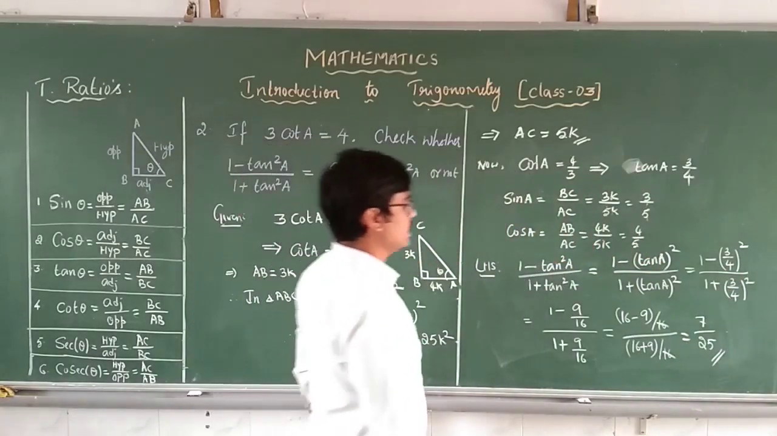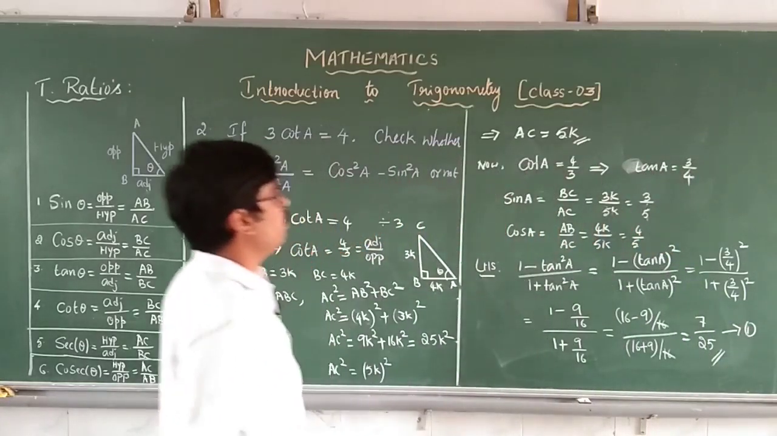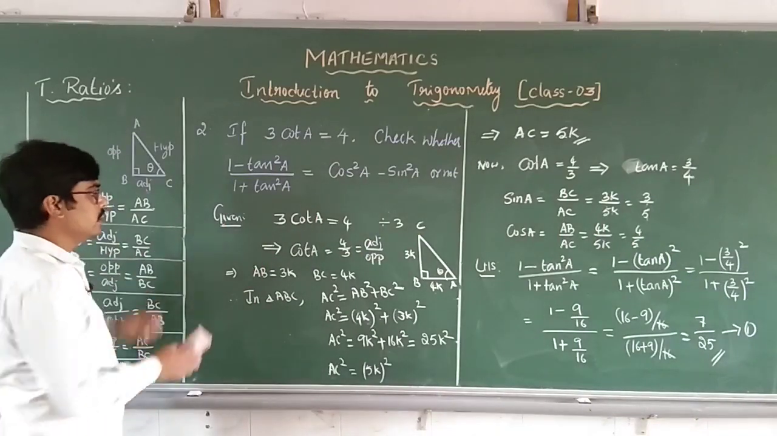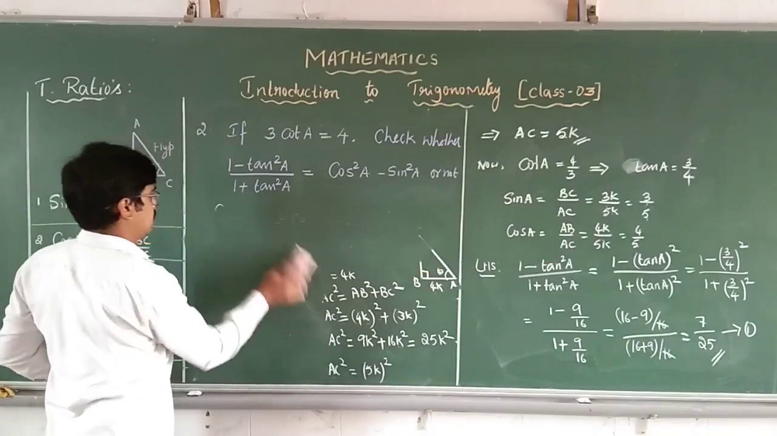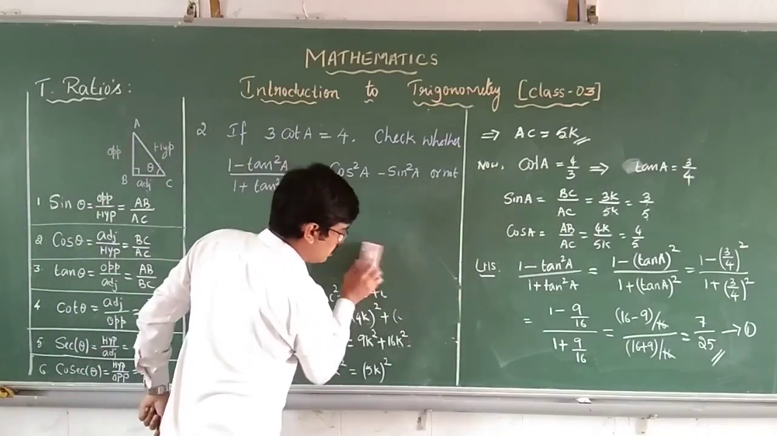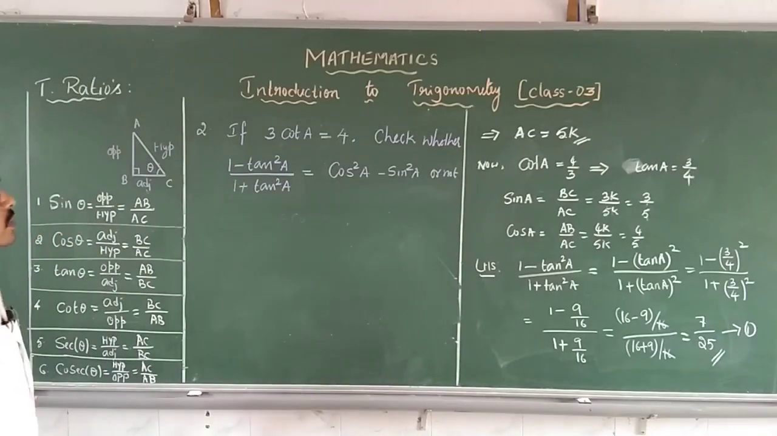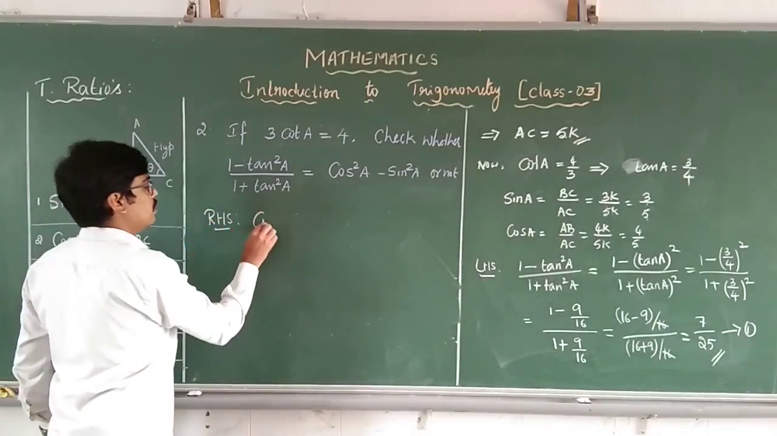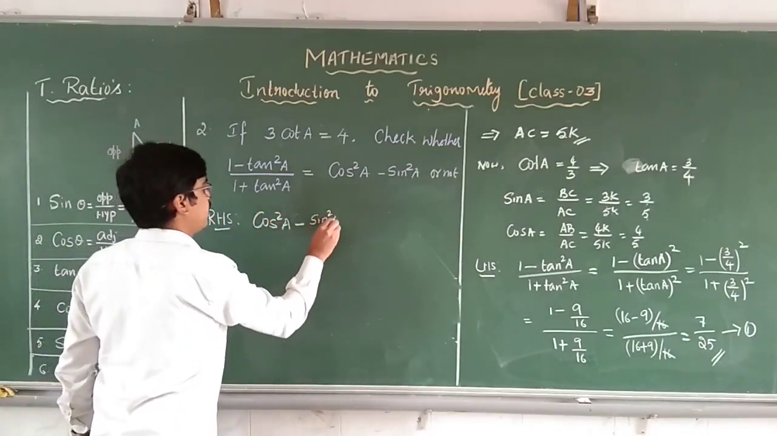Let me take this as equation number 1. Now find the right hand side. What is the right hand side? Let me erase this. Hope you wrote it. Yes. Now what is cos square minus sin square? Let me write this as RHS: cos square A minus sin square A.